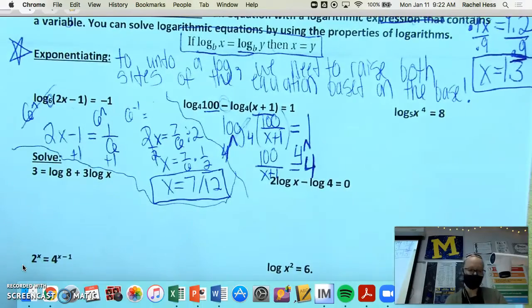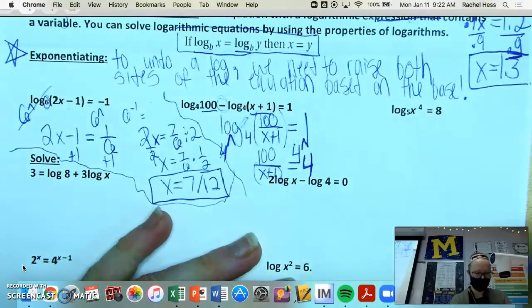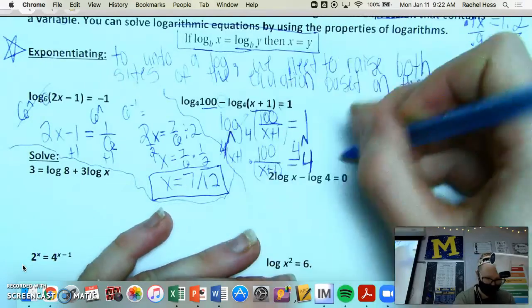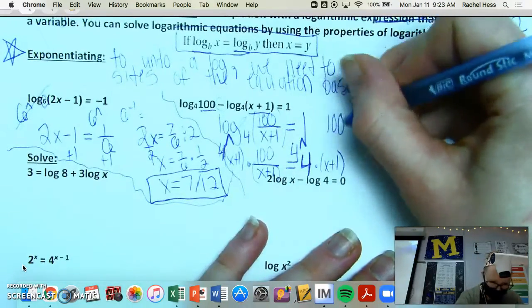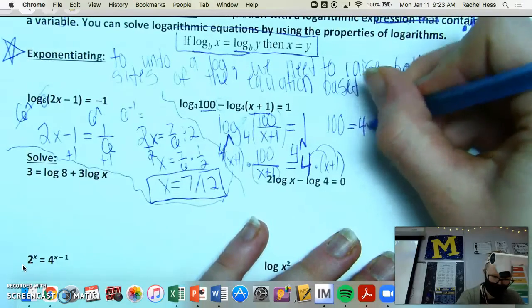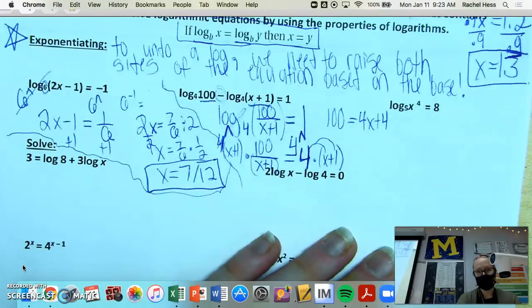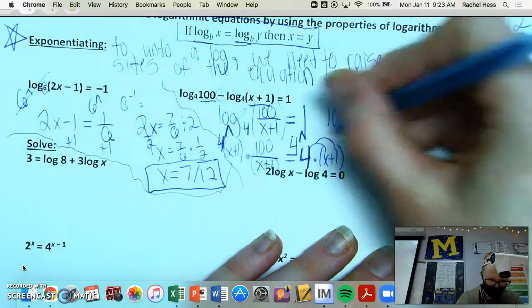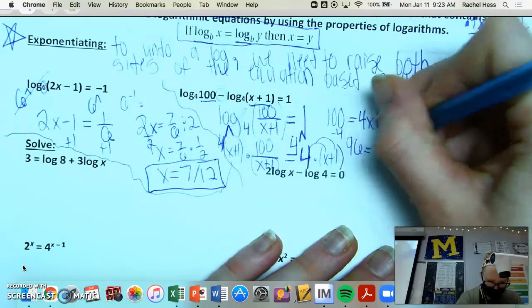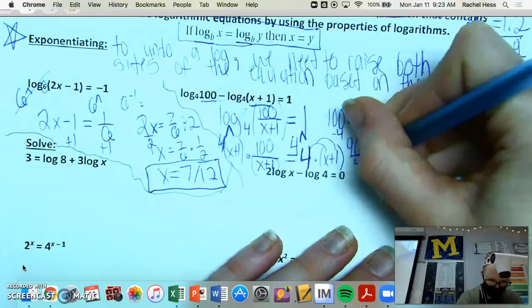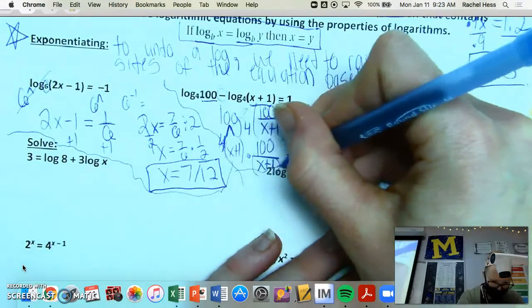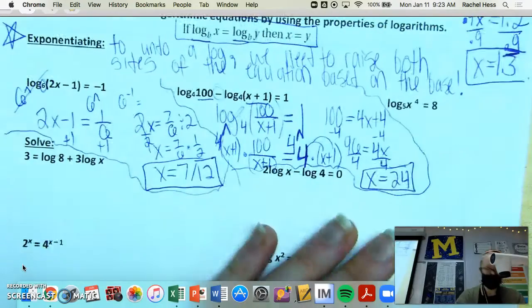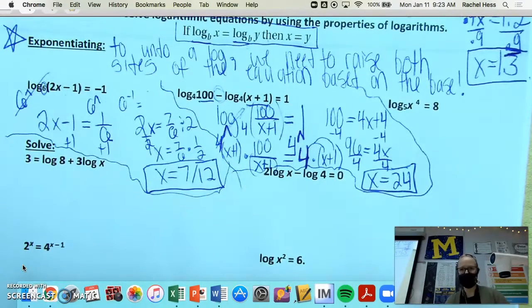My advice to you is get the x out of the denominator, and in order to do that, I'm going to multiply by x plus 1 on both sides. So I get 100 equals 4x plus 4. And then I can solve for x. Right? You guys have questions on that? I know it's a lot of work.